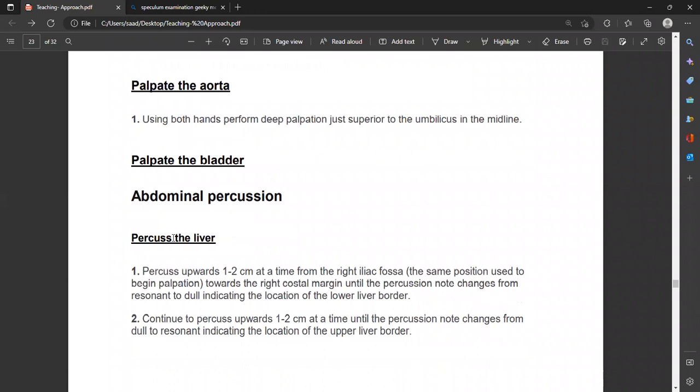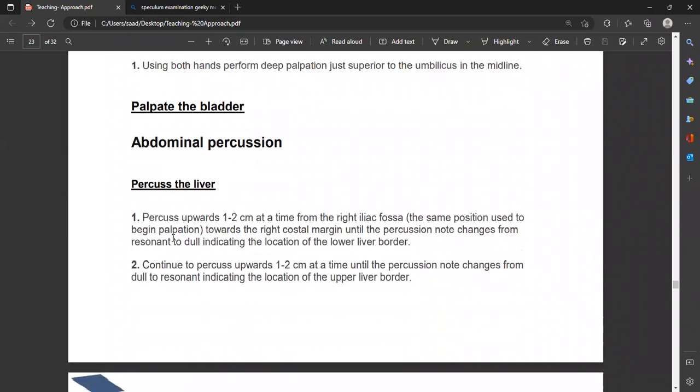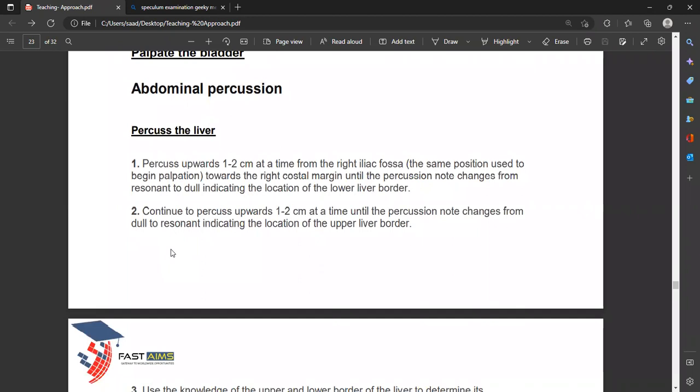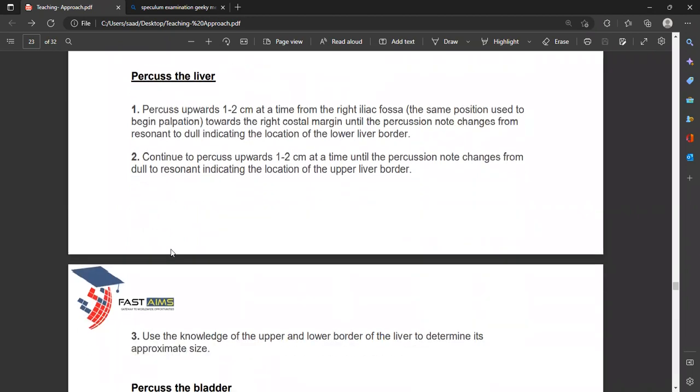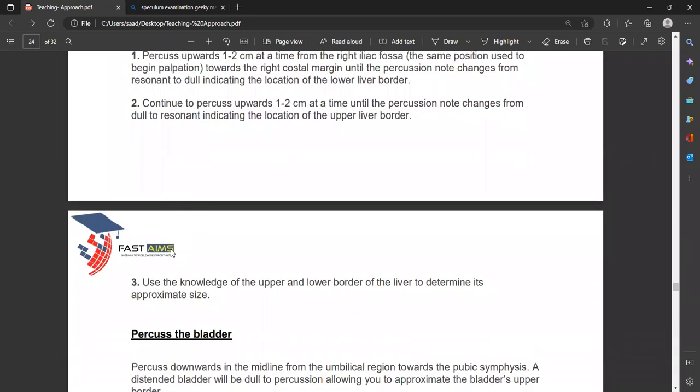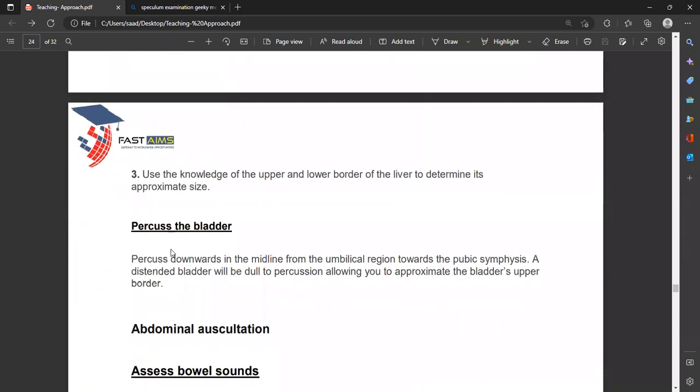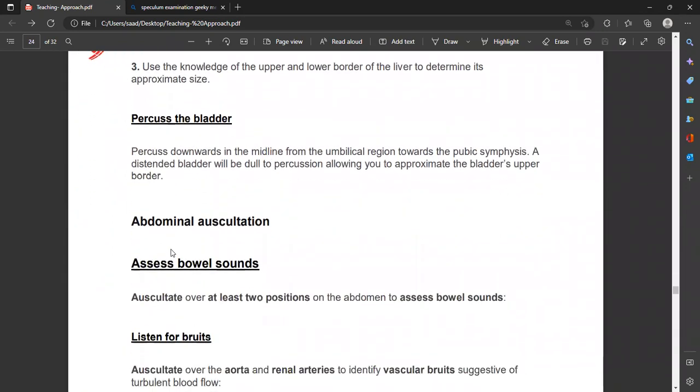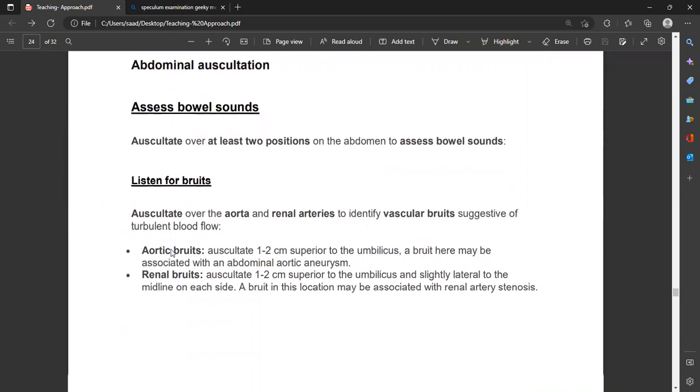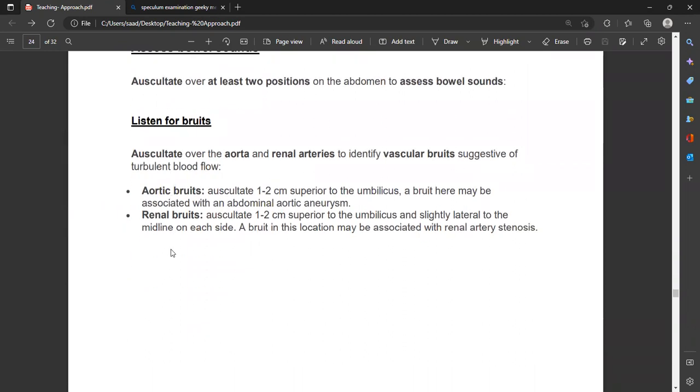I'll be showing the video as well. You can have a better idea. Yes. Then percussion. Percuss the liver. You have to measure liver span as well. Then percuss the bladder, abdominal auscultations. Then listen to bruit. And again, I understand that this cannot be done in 8 minutes.